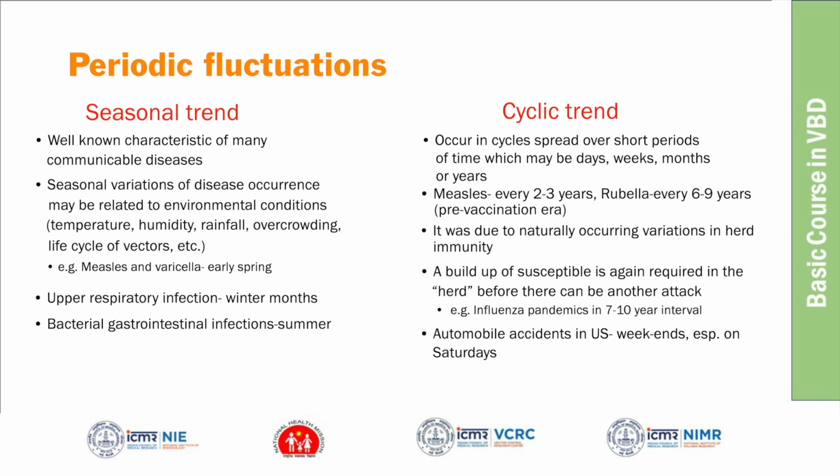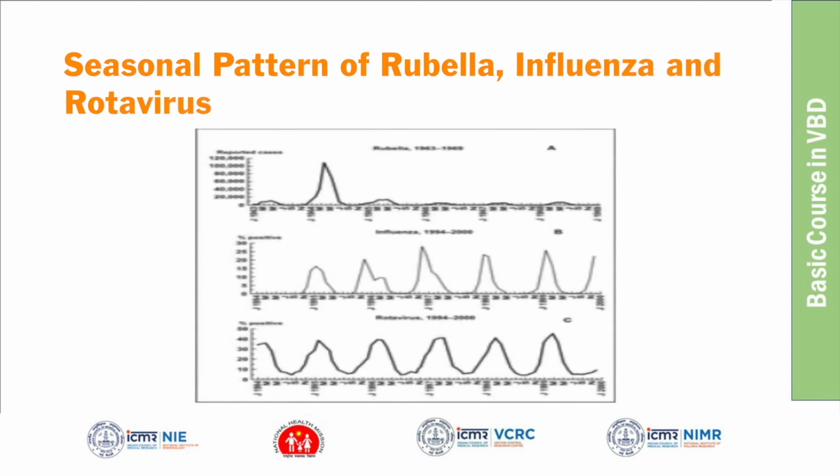For example, influenza pandemics occur at 7 to 10 year intervals. Another simple example is automobile accidents in the US on weekends, especially on Saturdays. It will be applicable to all countries. So here you can see the seasonal pattern of rubella, influenza, and rotavirus. Three patterns are given here.